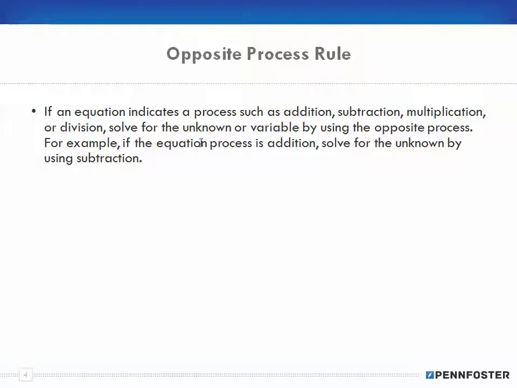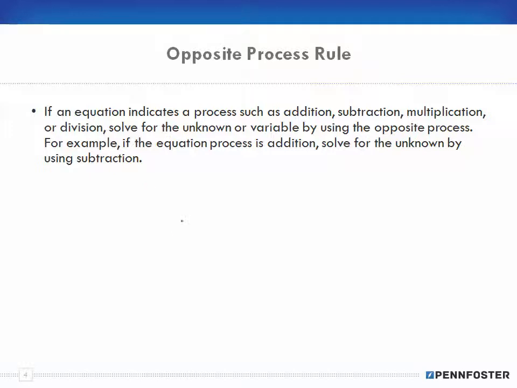Next rule, the opposite process rule. If an equation indicates a process such as addition, subtraction, multiplication, or division, solve for the unknown or variable by using the opposite process. For example, if the equation process is addition, solve for the unknown by using subtraction. What does this mean?